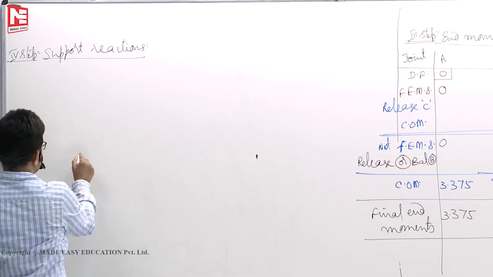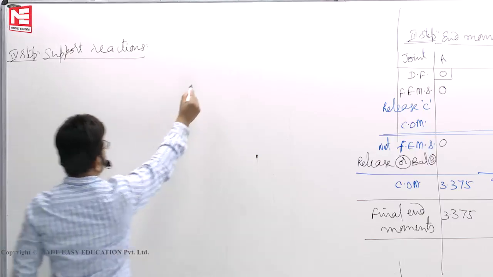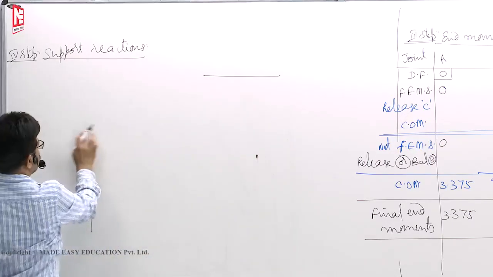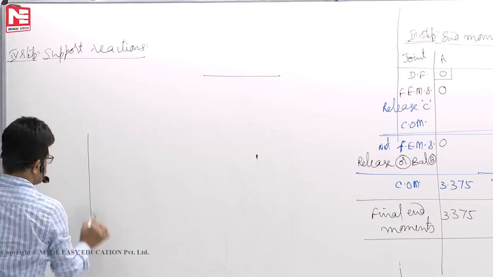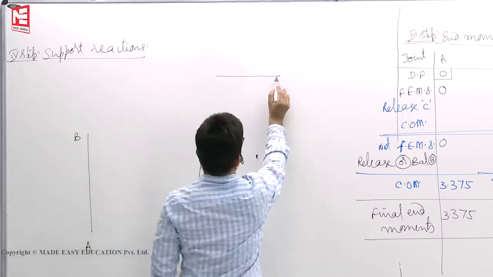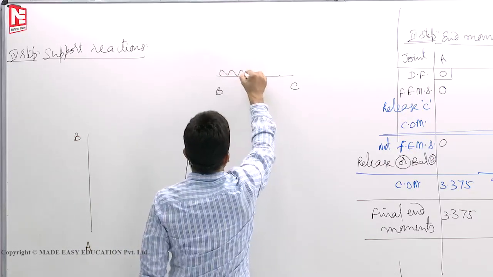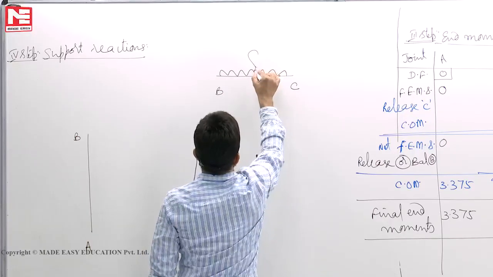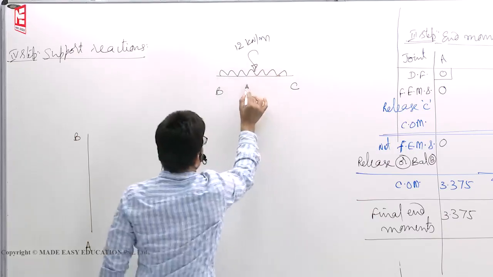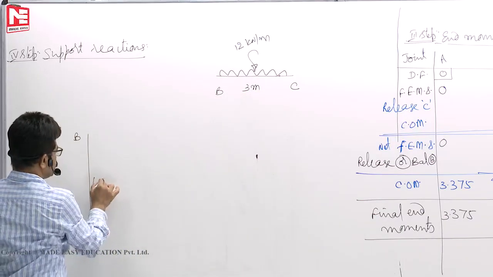So this is the member AB, and BC member. Sufficient gap we will give. This is A, B, B, C. There is a load here. This load is 12 kilonewtons per meter. Length is 3 meters. There is no load here, but the span is 4 meters.